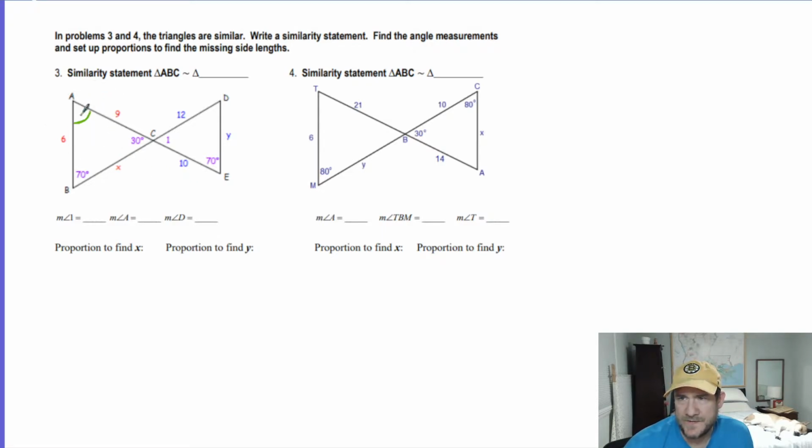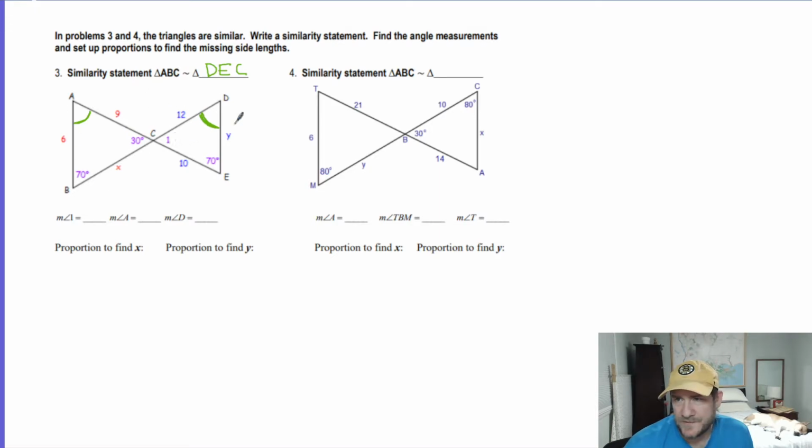So I guess that means A must correspond with D. And that means if A comes first, D comes first. Then they went to B. B is the 70. And if E is also 70, then B and E correspond. So you definitely want to have E in the middle. And then you know you're going to say C last. So there's your similarity statement.